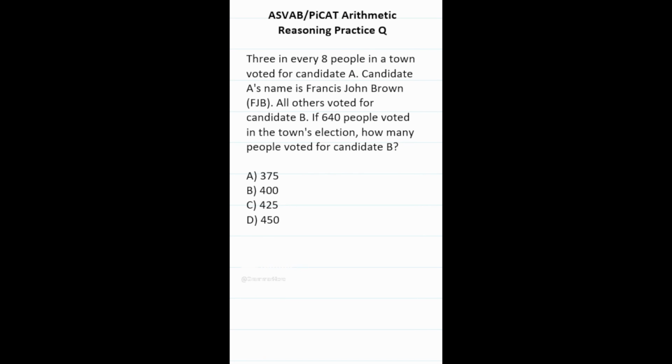This ASVAB PiCAT Arithmetic Reasoning Practice Test question says 3 in every 8 people in a town voted for candidate A. Candidate A's name is Francis John Brown, FJB. All others voted for candidate B. If 640 people voted in the town's election, how many people voted for candidate B? So according to the problem, 3 out of every 8 people voted for candidate A. By extension, that means 5 out of every 8 people must have voted for candidate B. To figure out how many people voted for candidate B in total, we're going to do 5/8 times 640.